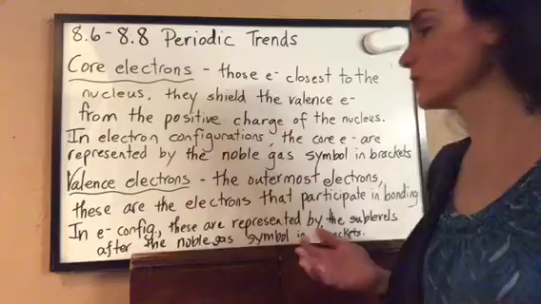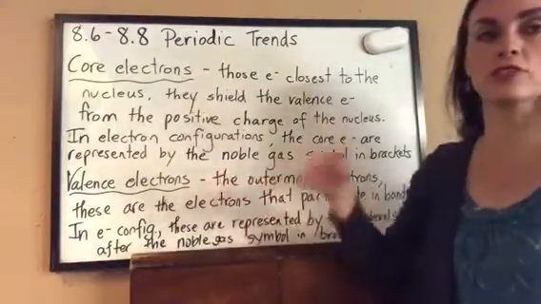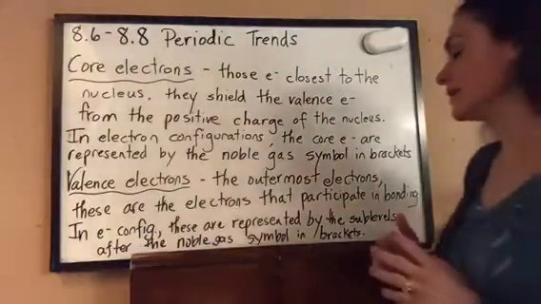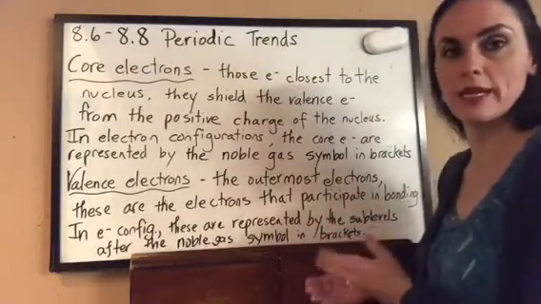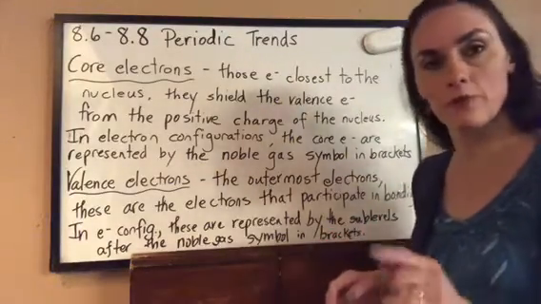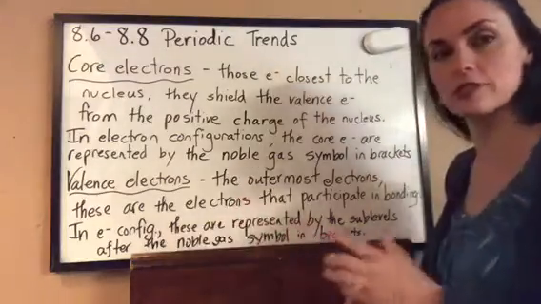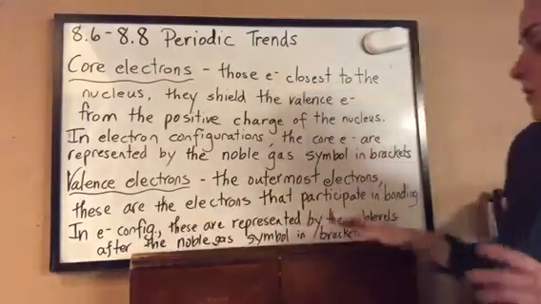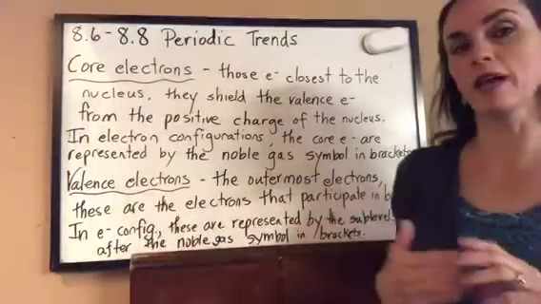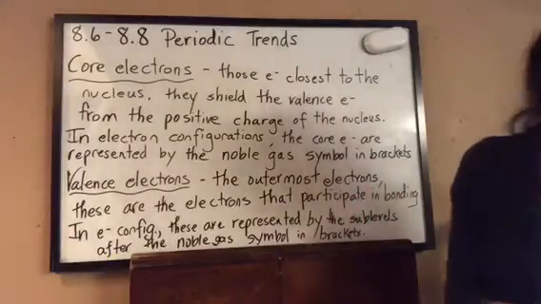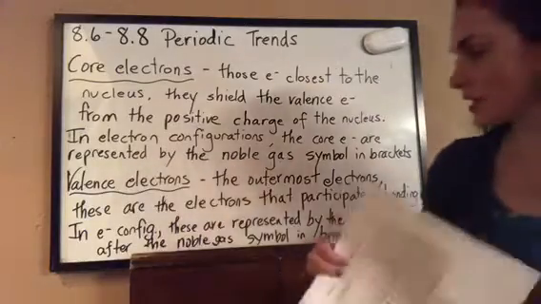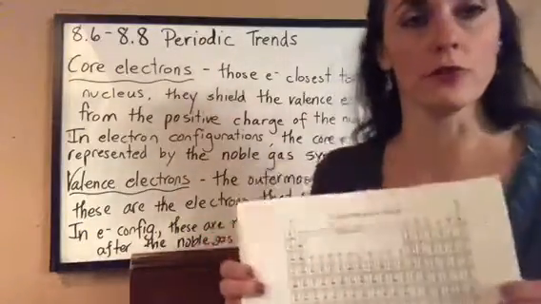Now, what's the deal with the valence electrons? The valence electrons are the outermost electrons. And when chemical bonds occur, it's these valence electrons that participate in that bonding. Not every single valence electron may participate in bonding, but when bonding occurs, it's the valence electrons that are involved. In the electron configurations, the valence electrons are represented by the sublevels that come after the noble gas symbol in brackets.